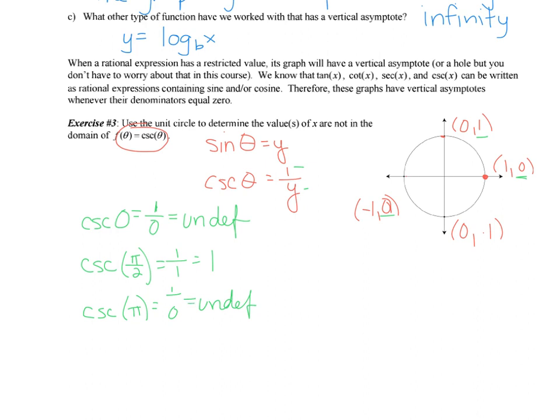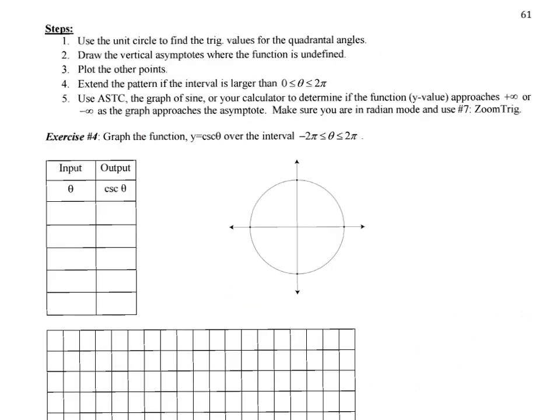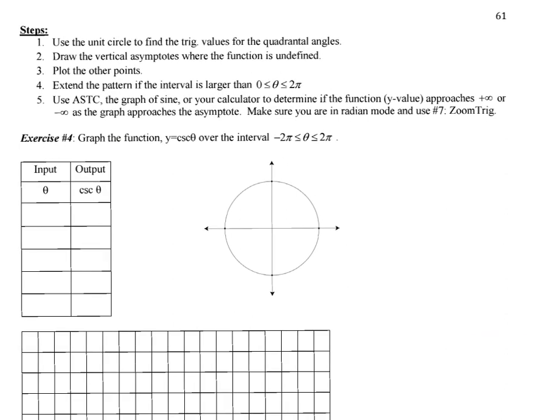And then if we continue around, cosecant of 3 pi over 2, right at 270, is 1 over negative 1. So that's negative 1. And lastly, if I come back up and do the cosecant of 2 pi, I should get the same thing as 0, which is undefined. So now we're going to work towards that graph of cosecant of theta.